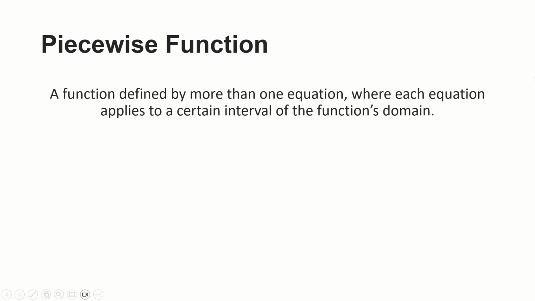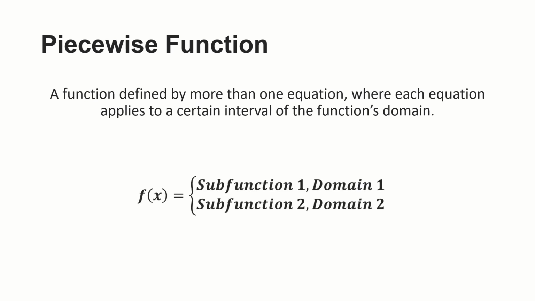A piecewise function is a function defined by more than one equation, where each equation applies to a certain interval of the function's domain. So here we have our representation. Our main function is our function f. So f of x is defined by two subfunctions in this representation, but a piecewise defined function can be defined by two or more subfunctions.